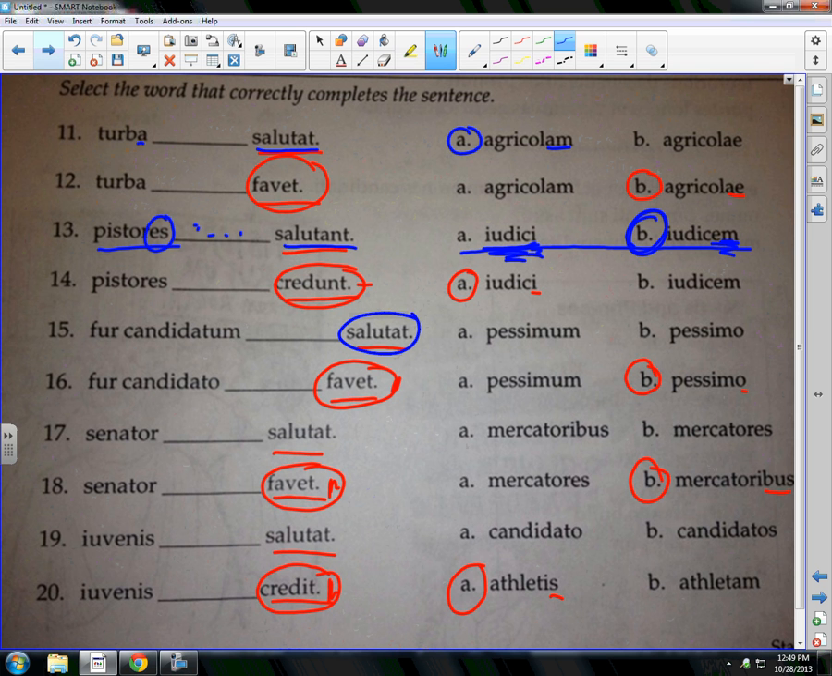When I get the salutat again, I have thief greets the candidate. Well, what kind of candidate? Do I need an accusative? Or do I need a dative? Well, I need an accusative.